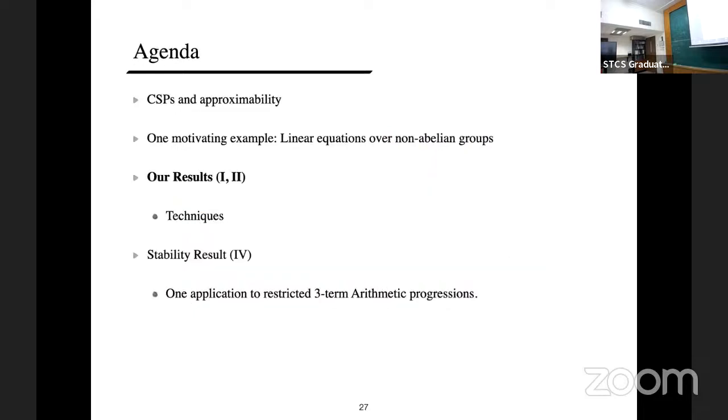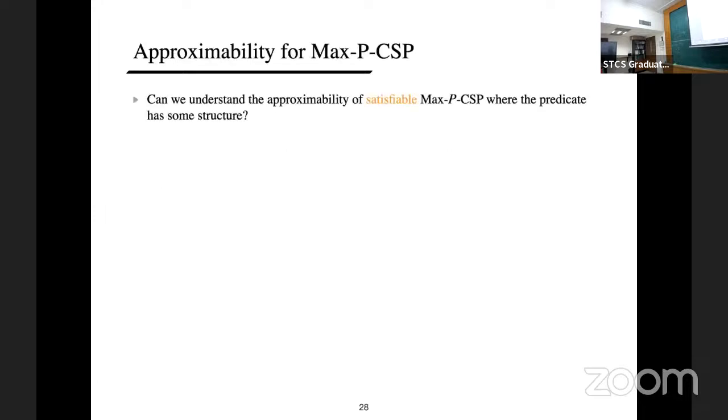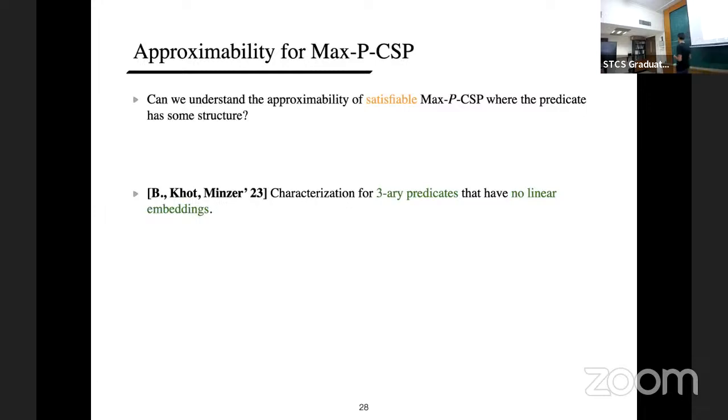So maybe I have to rush, or maybe I won't spend time on techniques that much. Okay, so let me tell you what our results are. Again, the question is, can we understand the approximability of satisfiable max CSP where the predicate has some structure? And the structure that we have is, we have a characterization for every predicate that has no linear embedding. And this is over any alphabet, any predicate. So give me a predicate that has no linear embedding, and then I can tell you what is the best approximation for this predicate.